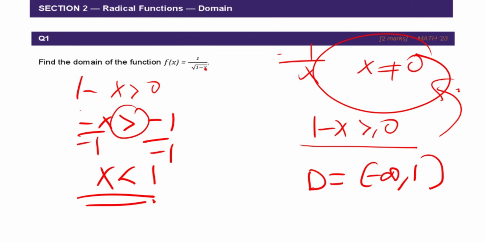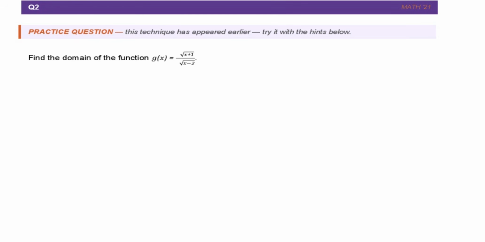Let's now jump into question 2. Find the domain of the function. Now, in this case, we have got the square root on both sides. If the square root is on top, don't worry, just get what is inside the square root and put greater than or equal to 0. It only changes when it's down. Greater than or equal to 0, solve for x. X is greater than or equal to -1.